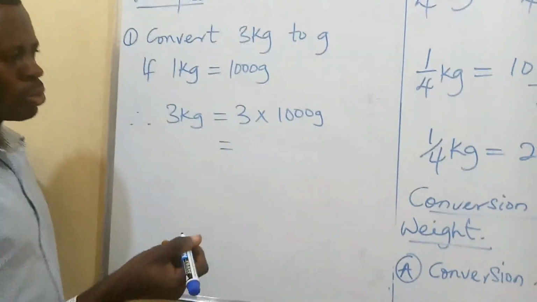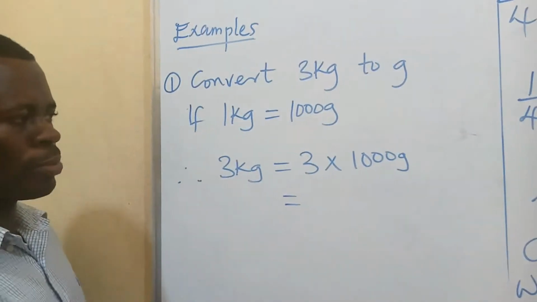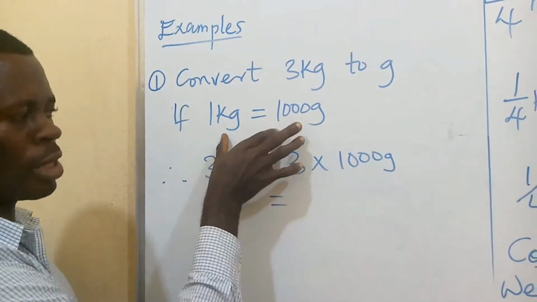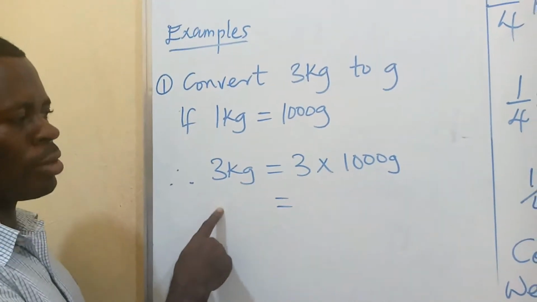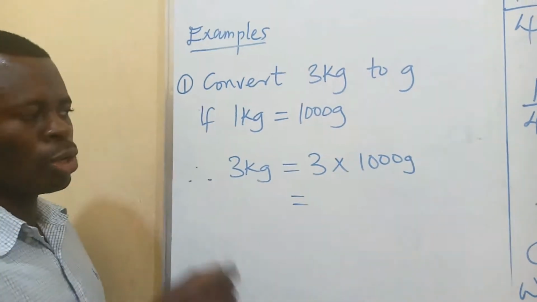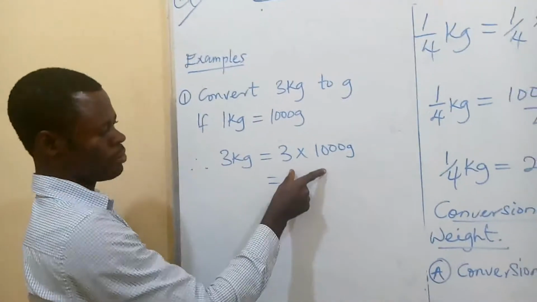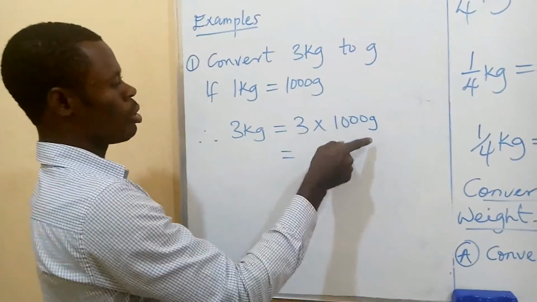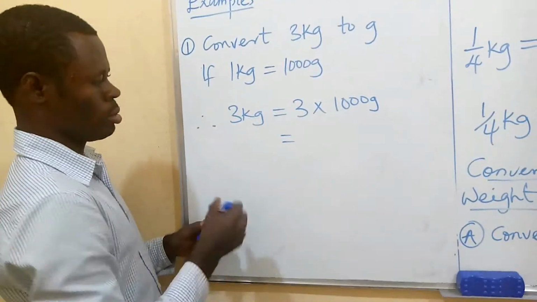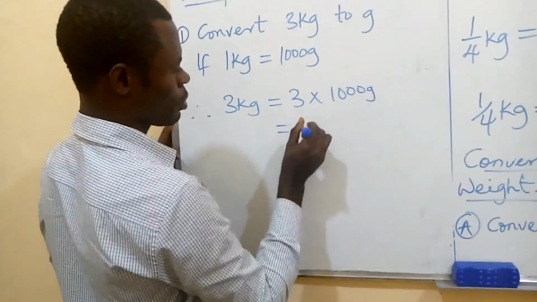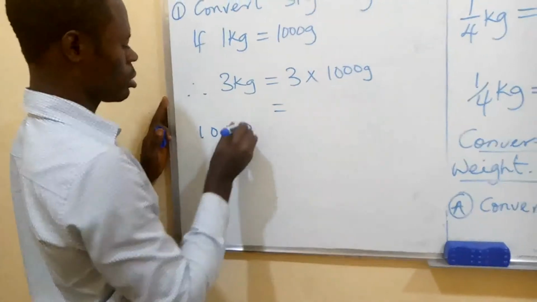Remember what I told you? That when converting from kg or kilograms to grams, what do you do? Multiply by 1,000, because that's the relationship between kilograms and grams. So when converting from a greater unit to a lesser unit, you multiply by 1,000. So that is what we have done here: 3 times 1,000 grams. Alright, so we have here 1,000 times 3.